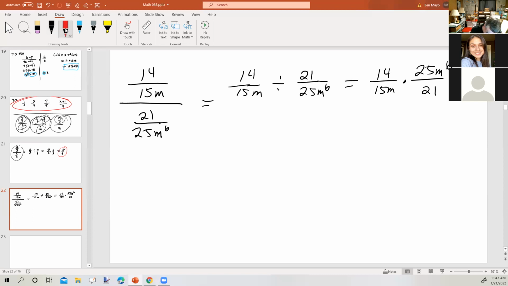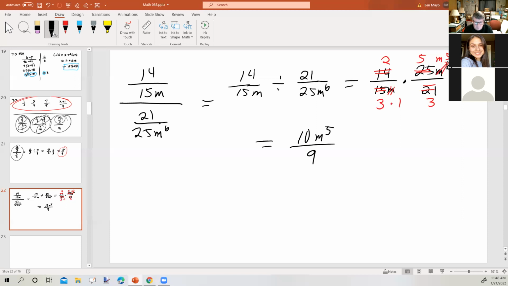In this case, we can pre-reduce. The 14 over 21 can be reduced down by a 7 to give us 2/3. The 25 over 15 can be reduced by a 5 to give us 5/3. And the m to the 6th over m can be reduced down to m to the 5th over just 1. So now in the numerator, I have 2 times 5, which is 10, m to the 5th power, over 3 times 3, which is 9. And so I have 10m to the 5th over 9. Any questions about that example?